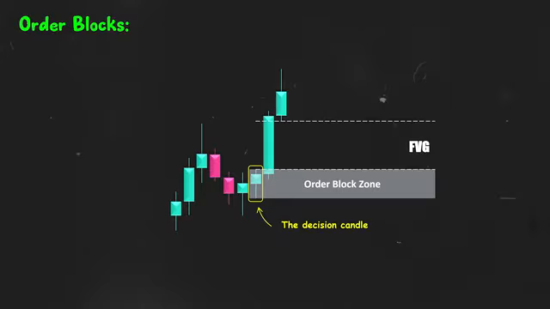This is because we believe the decision behind the strong move originated somewhere within this zone. When the price eventually returns to this area, there's a higher probability it will react. However, this reaction depends on whether unfilled orders still remain within that zone.